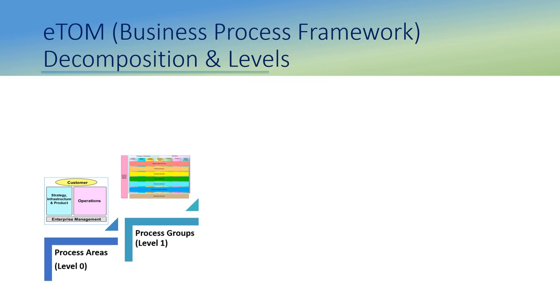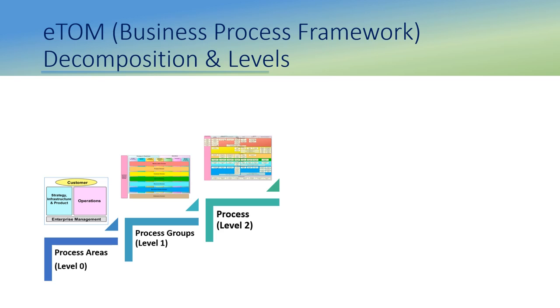Level 1 identifies process groupings, that is both vertical and horizontal, within the level 0 framework and provides the overall business process framework view. It also provides a high-level framework. Level 2 provides further decomposition of the level 1 groupings, helps define processes within the group, such as service quality management or resource performance management.